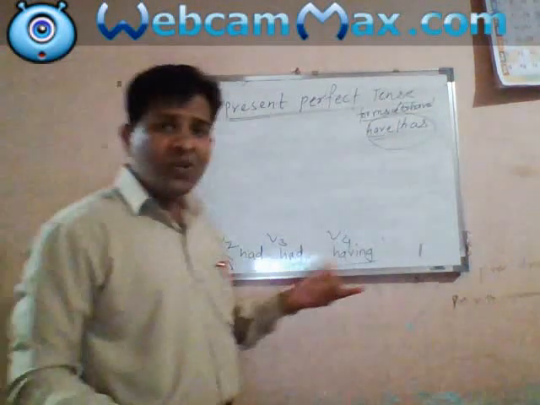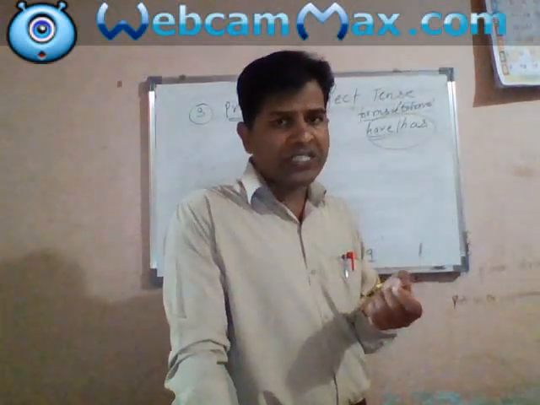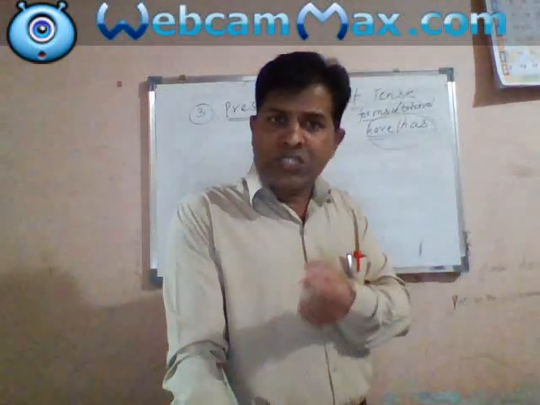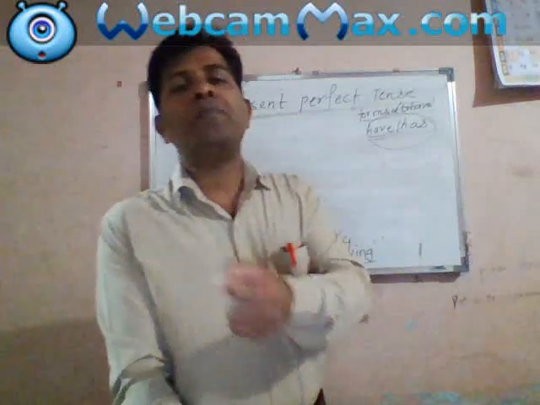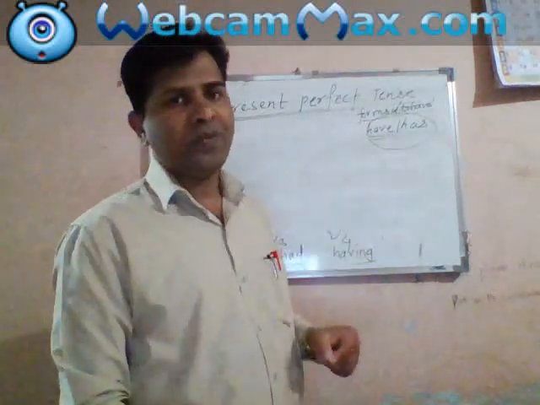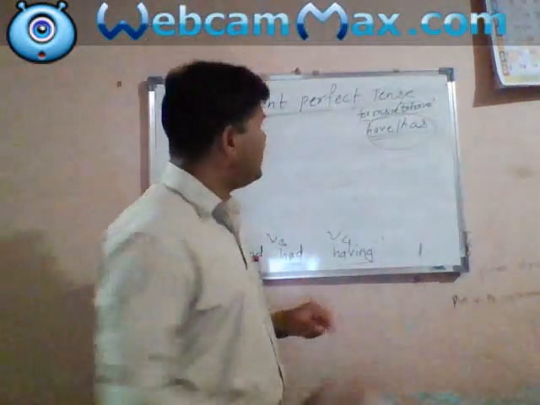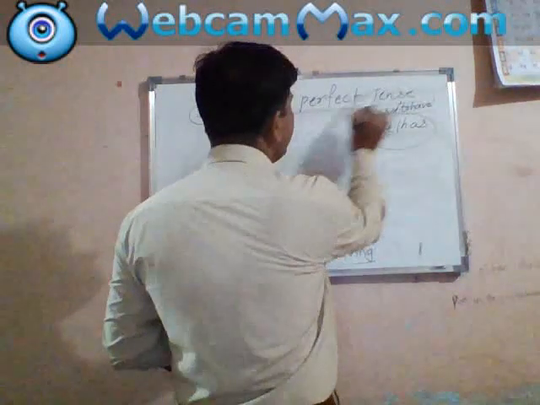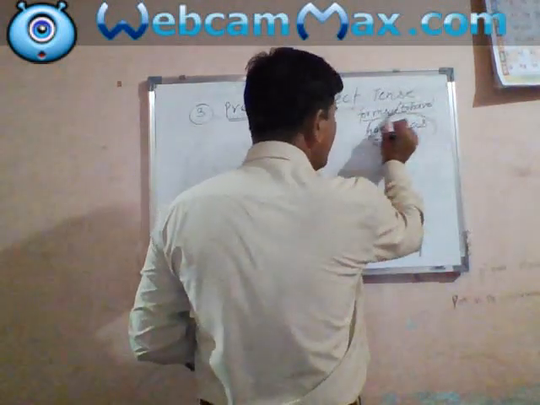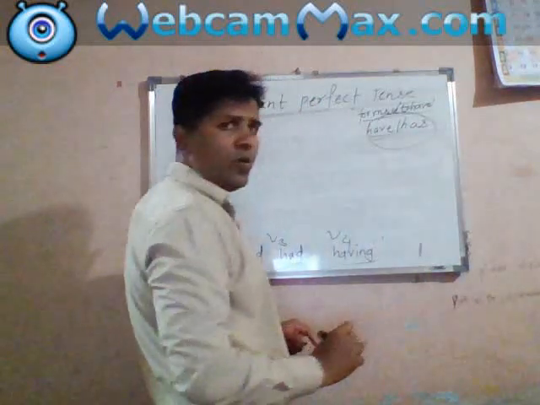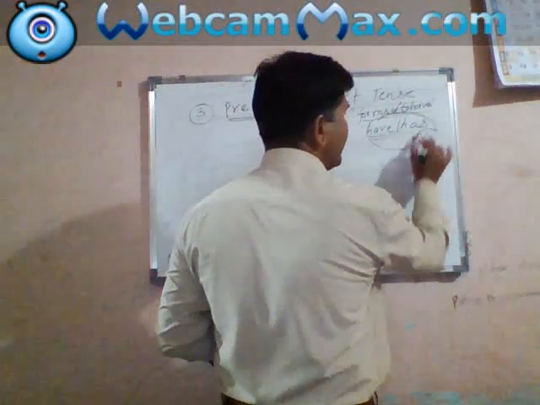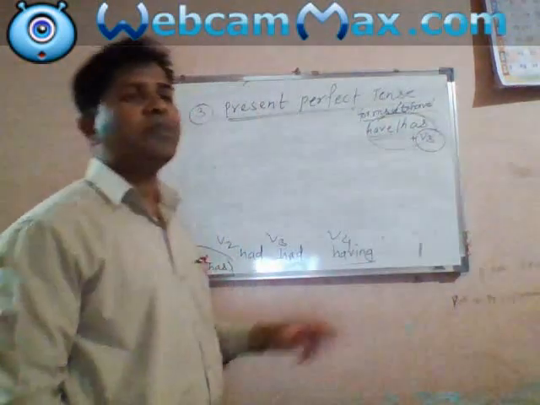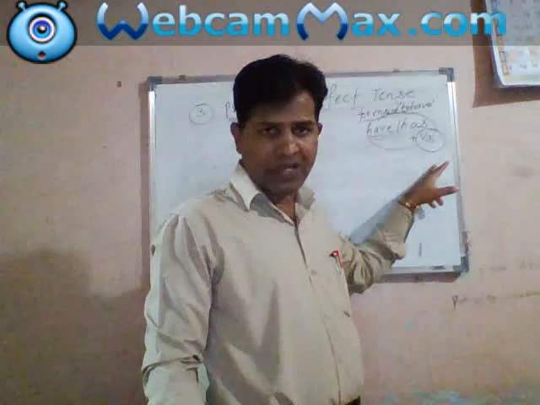Now you understand here, while studying present continuous tense, we use is, am, are plus V4. It means the ing form. Similarly here in present perfect tense, we are going to use forms of to have. Those are have, has plus V3, and V3 means past participle.